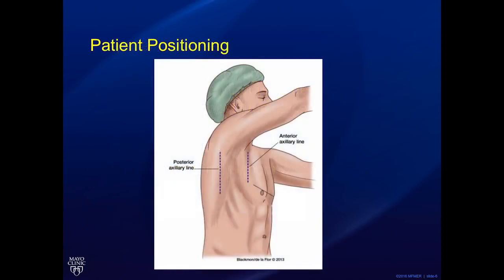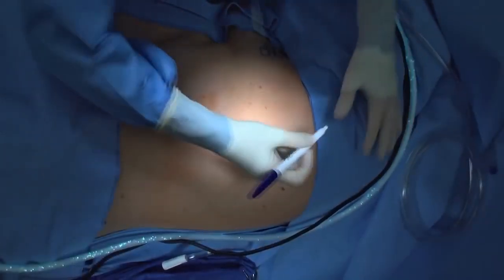It is helpful to have the thorax as flat as possible or even flexed to open the rib spaces as much as possible. Placing a small bump under the back and positioning the arm over the head are very helpful maneuvers. Here is our patient.